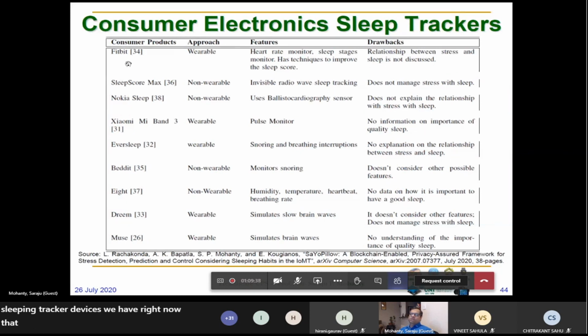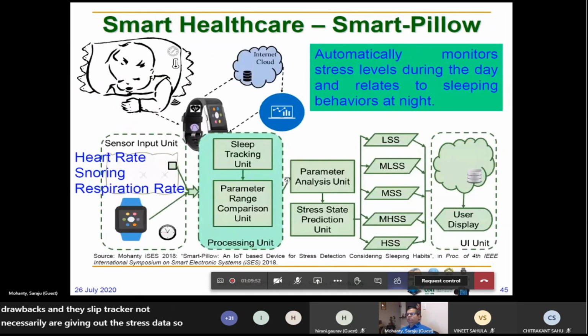Fitbit is tracking, and this is Nokia Sleep, and all these things are there. Muse is there. But all these have different types of drawbacks, and these sleep trackers are not necessarily giving us the stress data. So we worked on this, that's why it's called smart pillow, where we are keeping track of the sleeping habit and then classifying them low, medium, medium high, and so on as 5 different levels of stress.